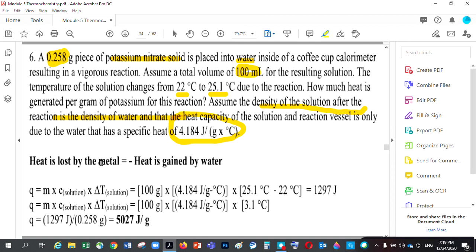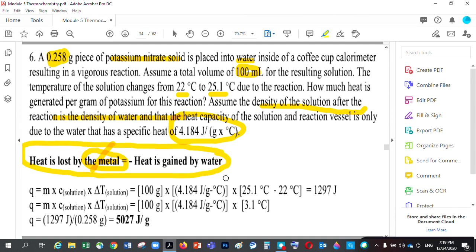This should not be the metal. This is potassium nitrate solid. This has to be solid. That's not the metal. And you put the same old formula. And here it is, mass multiplied by C solution multiplied by delta T solution, correct? The mass of the solution, you have to be careful here. The mass of the solution is 100 gram. This is the specific heat of the solution.